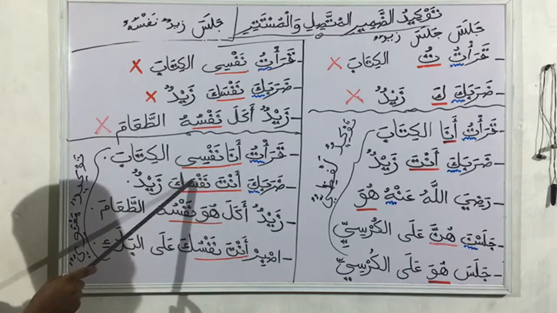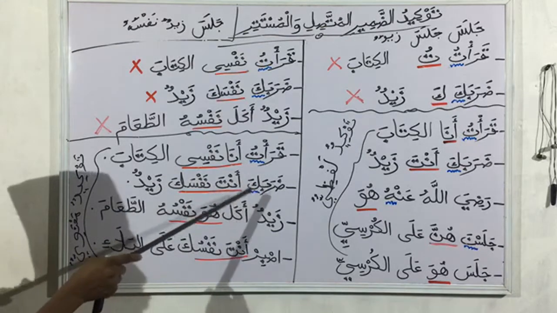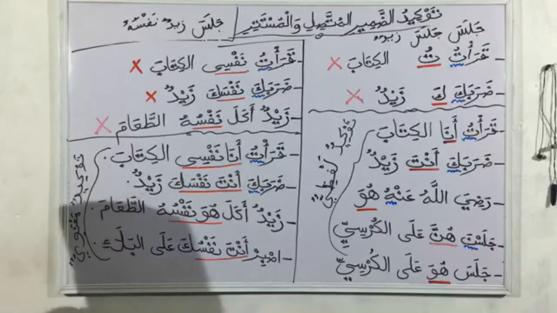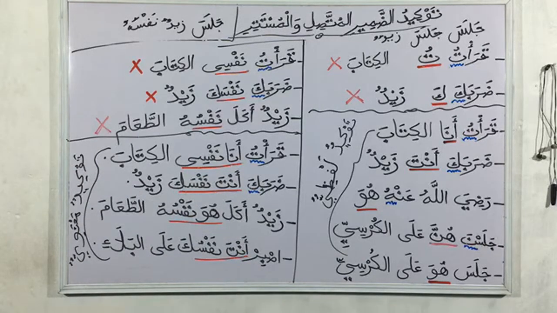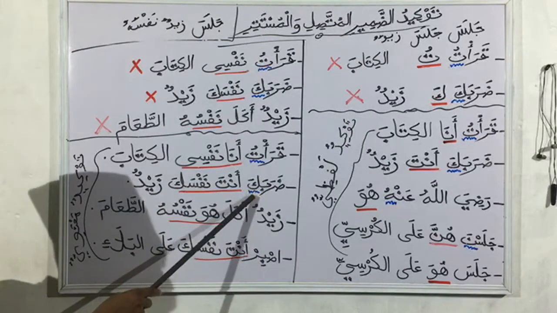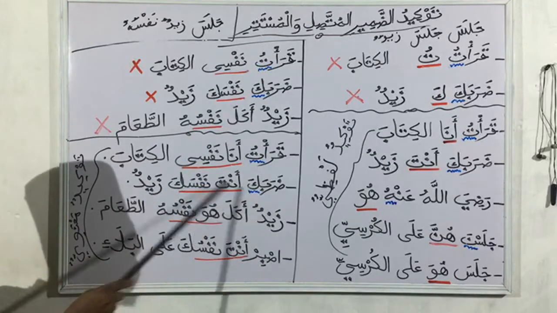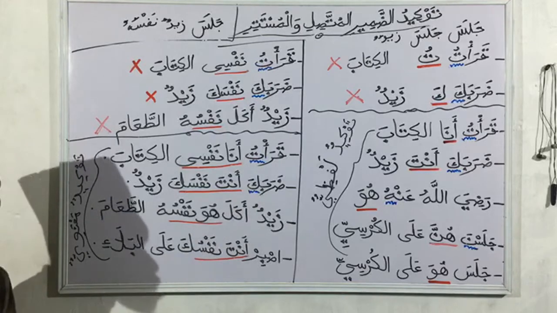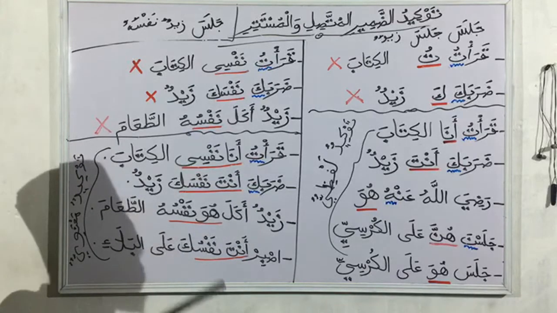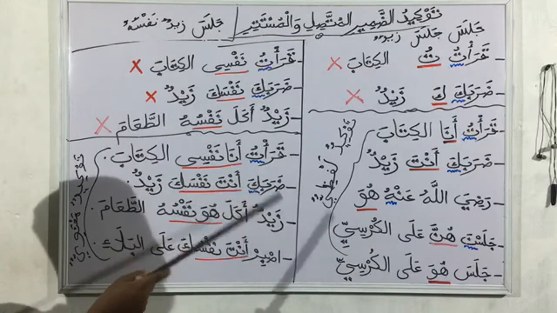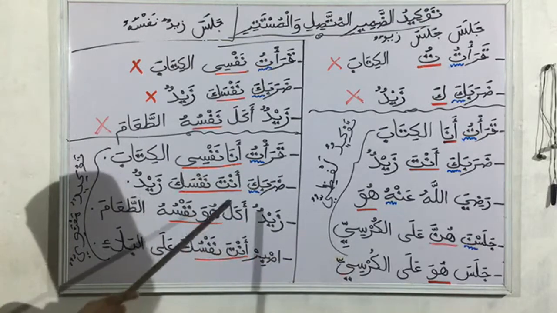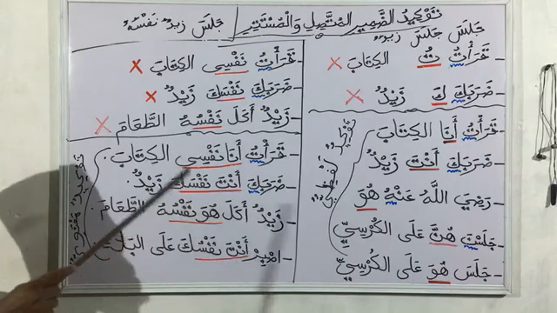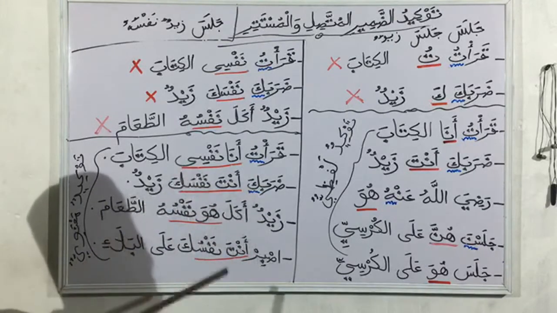Again, why is it taking Nasb? Because it is following this kaf, and this kaf is in Nasb state. Don't forget, we said among the Tawabi' are Taukid, Atf, and Badal. So it has to follow the Mu'akkad. What is following? This is what's being followed. It has to follow it in this area. If it's taking Raf', Jarr or Nasb, it has to follow it. Daraba-ka, he beat you, Maf'ul, so it's in Nasb state. So Nafsaka, yourself, is taking Nasb.